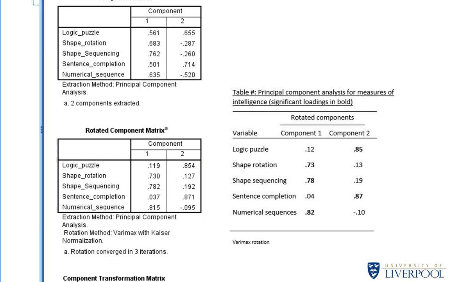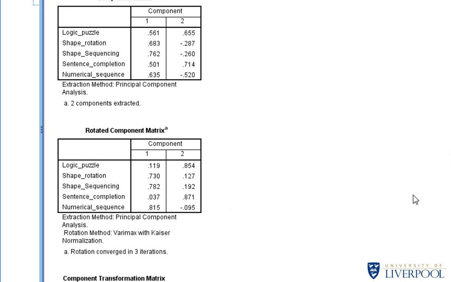So we can see component 1 is made up of 3 factors, component 2 is made up of 2 factors, and we can tabulate these results. It's really nice and clear to tabulate these results, and it makes it very easy for the reader to see what is making up each component.